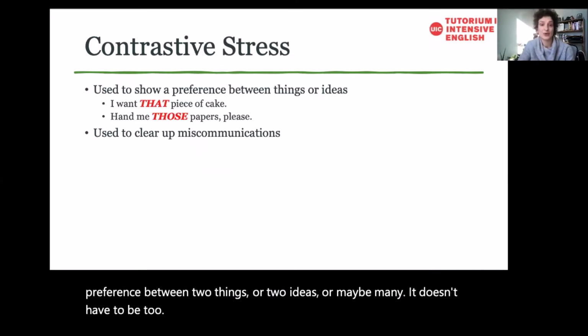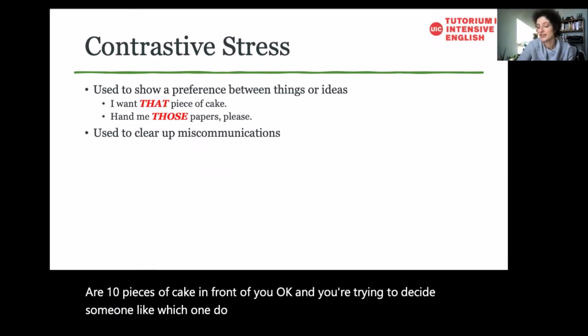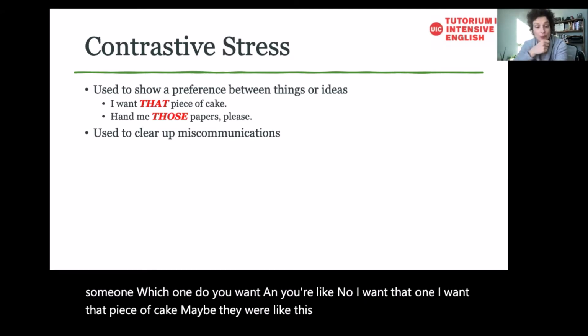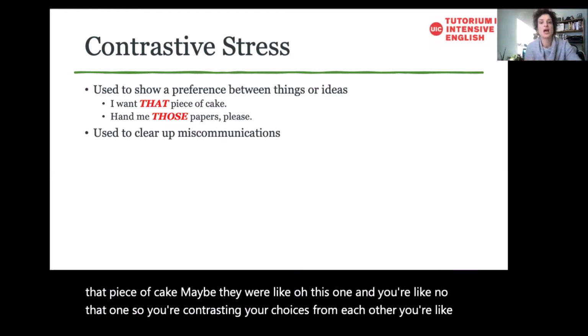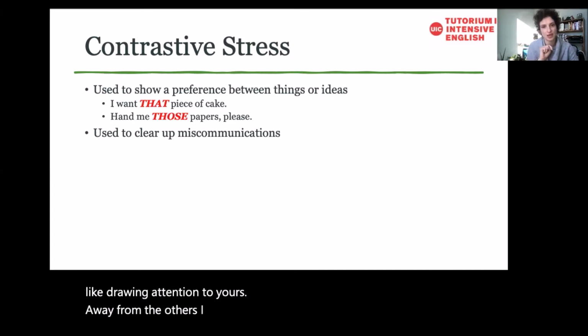Let's say, for example, there are 10 pieces of cake in front of you. Okay, and you're trying to decide. Someone's like, which one do you want? And you're like, no, I want that one. I want that piece of cake. Maybe they were like, oh, this one. And you're like, no, that one. So you're contrasting your choices from each other. You're like drawing attention to yours away from the others. I want that piece of cake.